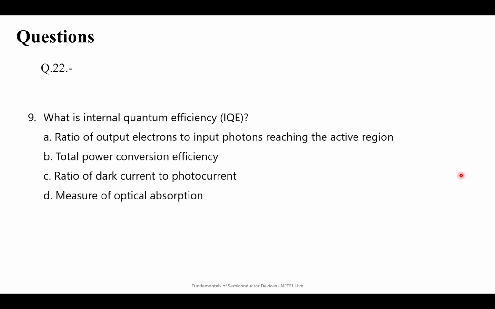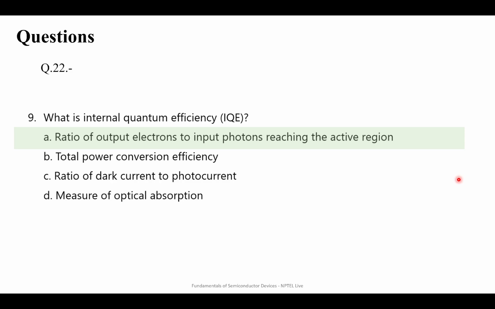What is internal quantum efficiency? Ratio of output electrons to input photons reaching the active region, total power conversion efficiency, ratio of dark current to photocurrent, measure of optical absorption. Sir, in quantum efficiency, if I apply 10 photons and you have got 10 electron pairs, then it will be 100% quantum efficiency. So the ratio of the output electrons to the input photons reaching the active region. That is correct.